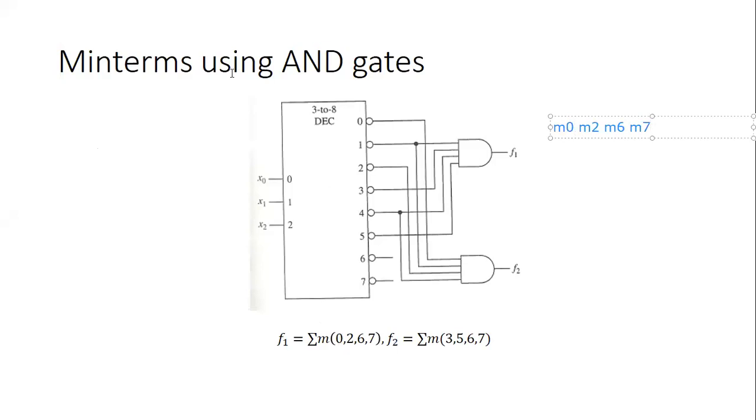Now my question is min terms using AND gate. AND gate means what you have to do? Leaving 0, 2, 6, 7, whatever is left out, if you AND it, you'll get the first function. And what is the second function? Leaving 3, 5, 6, 7, whatever is left, if you AND it, it will give you the second function. This is using AND gates.